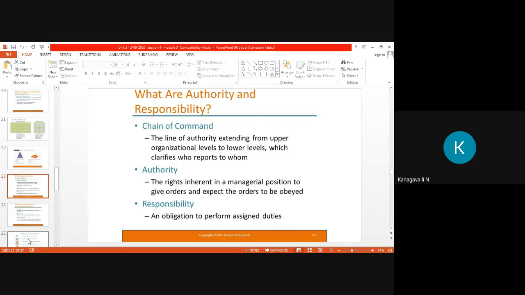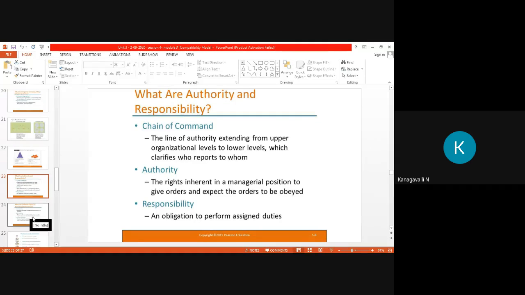So that is the clear difference between authority and responsibility. In a single word, authority is a power, responsibility is a duty. Authority flows downward, while responsibility flows upward. Authority can be delegated to others, but responsibility cannot be delegated to others.